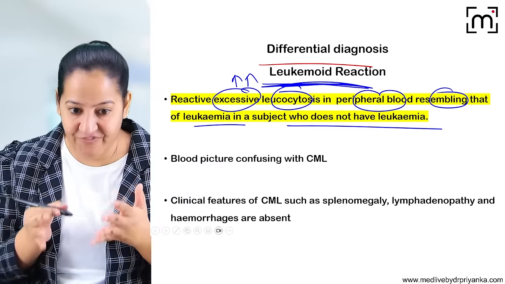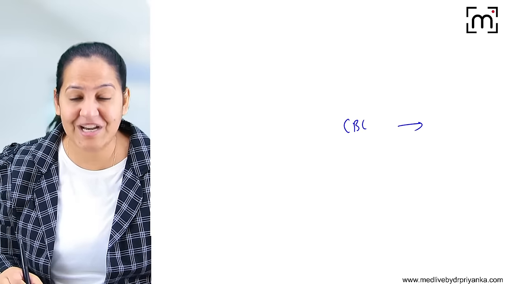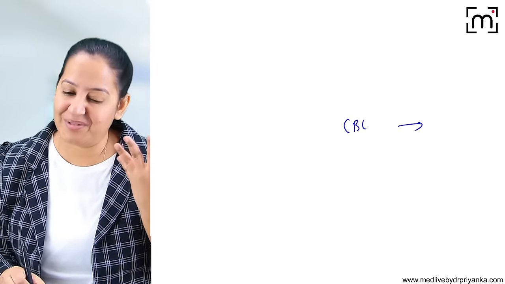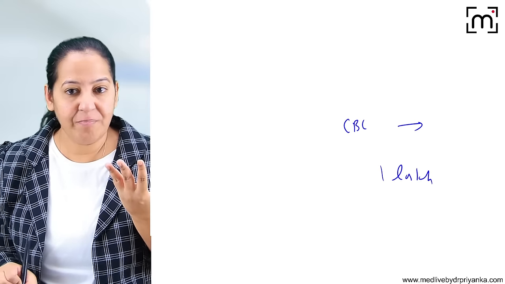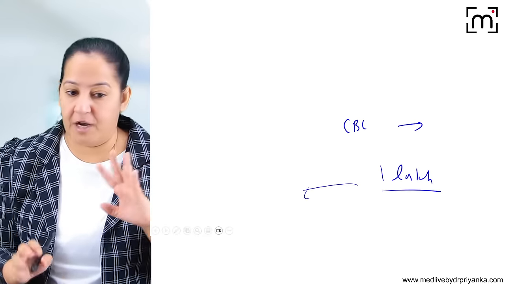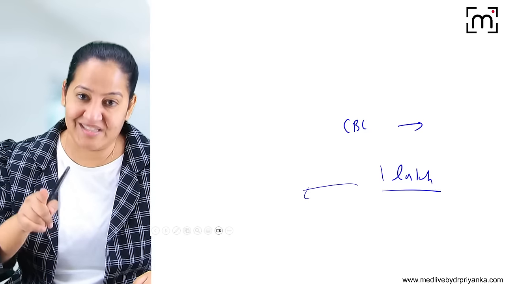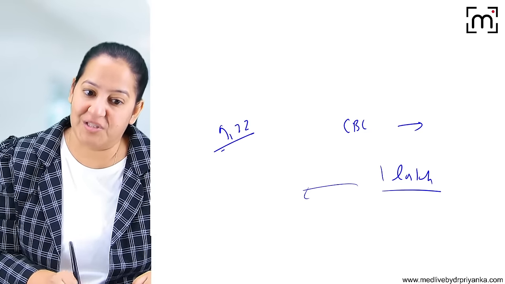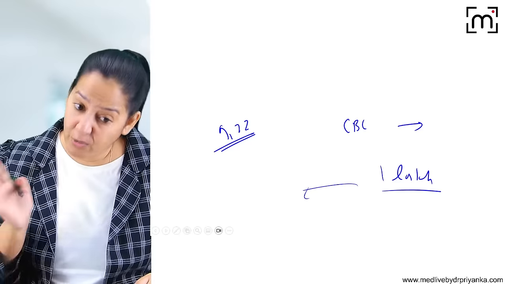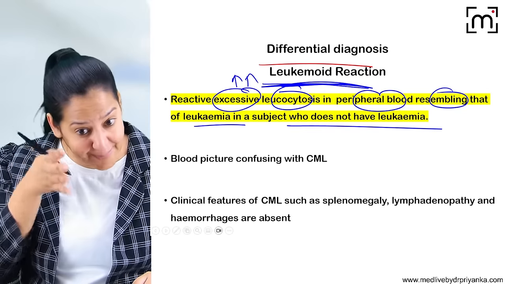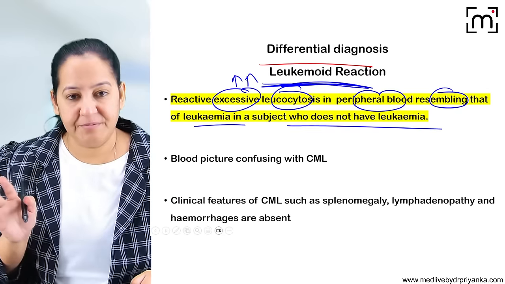Being a doctor, don't get confused when you are doing the CBC. In the CBC, you got a WBC count that is too high. It is nearly 50,000, 60,000 or 1 lakh. And you cannot make the diagnosis, oh my God, it's CML, start imatinib. No. First do the cytogenetics. Confirm: is it the 9;22 translocation, yes or no? Is the mutation there, yes or no? Then only you start the treatment. Otherwise, don't start. It can be leukemoid reaction. So sometimes you can get confused.